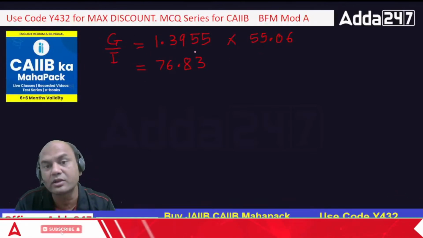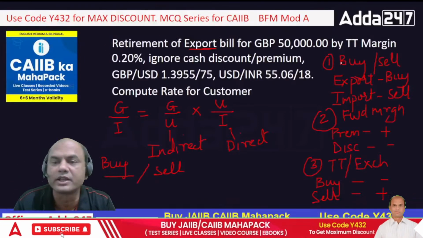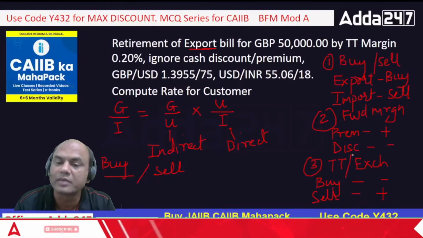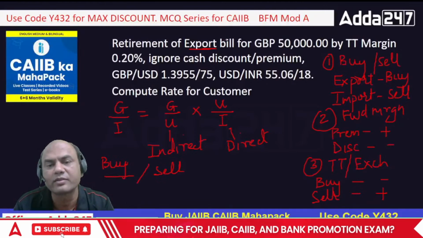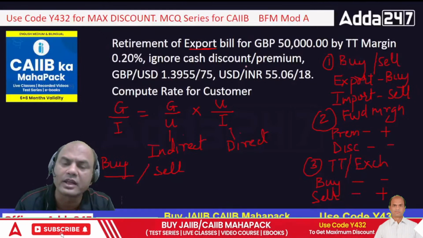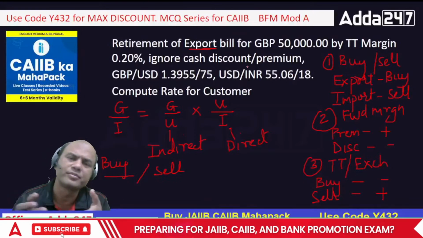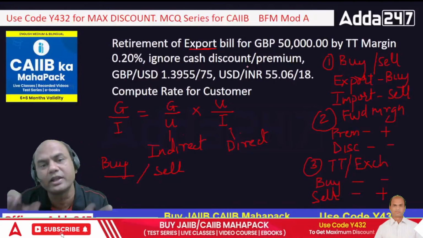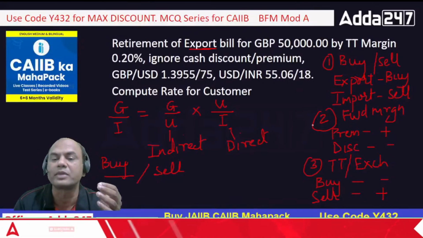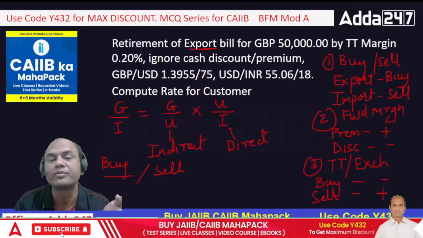But is this my final answer? No. This is not my final answer. What are the steps I told you? Firstly, decide buy or sell rate, then decide forward margin, and then decide TT margin. Is there any forward margin over here? Any day after spot is forward. Are they asking you anything related to forward or future dated transaction? No. So this second point does not apply over here, but the third point applies. What is the third point? TT margin. It's given over there.